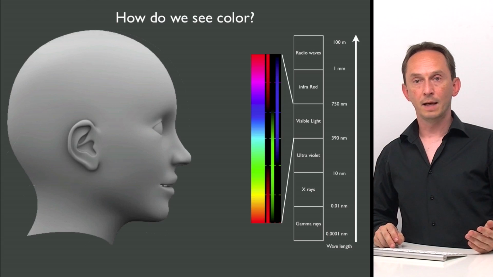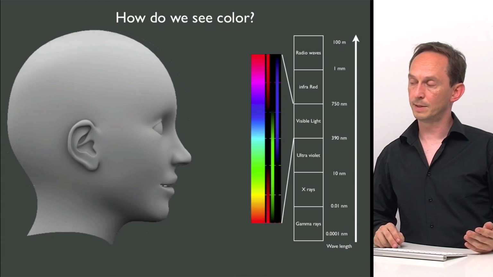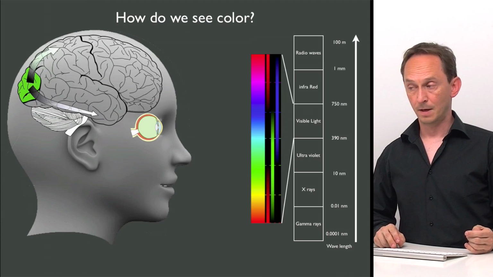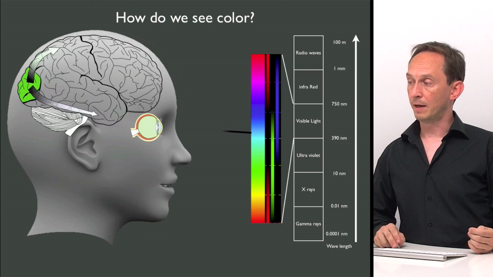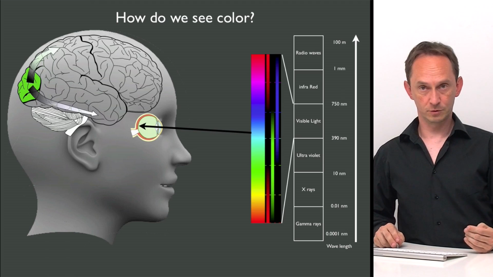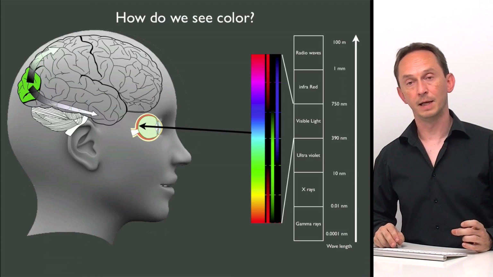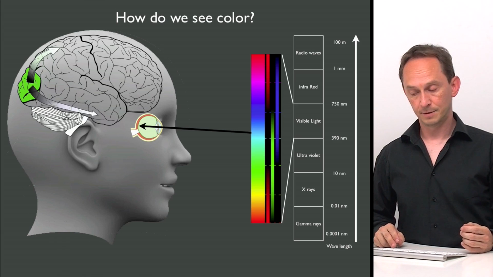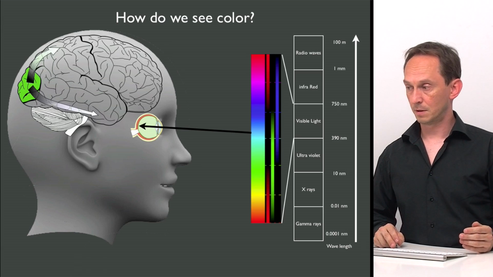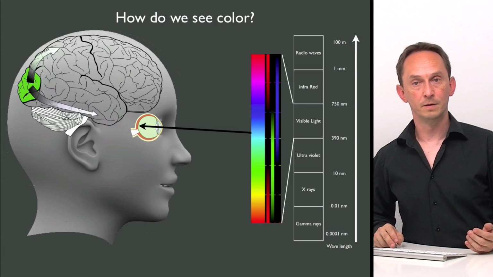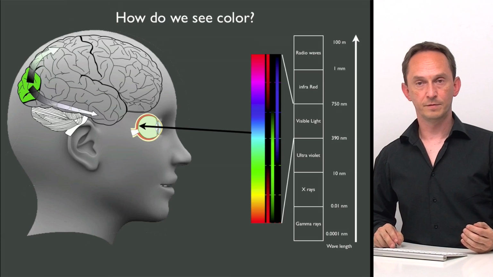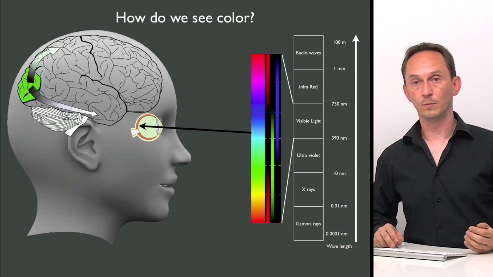Now, how do we as humans perceive that color? Well, basically we need an eye, of course, to see color, and we need a brain. When a ray of light hits our eye, it goes through the iris, through the lens, and gets focused onto the retina. And the retina has rods and cones. Rods are responsible for the intensity of light. Cones are responsible for color of light. Different types of cones are sensitive to different basic colors, so the red, green, and blue.